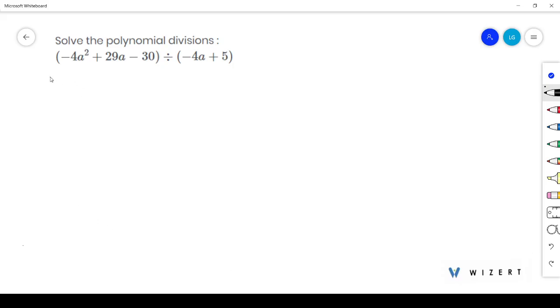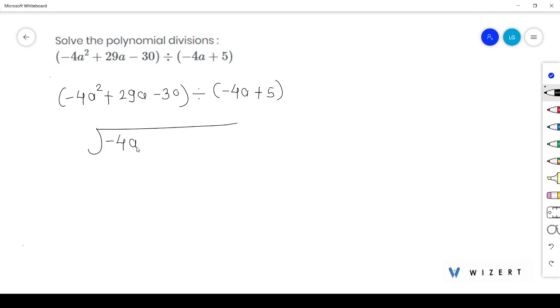Our question is, solve the polynomial divisions. Here we have to divide the polynomial minus 4a square plus 29a minus 30 by another polynomial, minus 4a plus 5. Do this by long division. Minus 4a square plus 29a minus 30 divided by minus 4a plus 5.